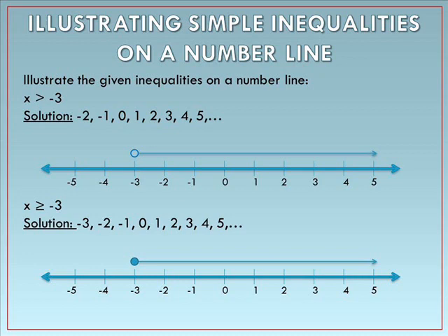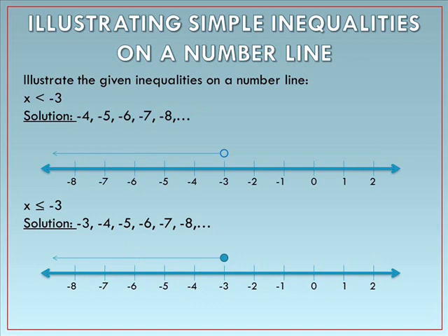In the second inequality, x is greater than or equal to minus 3. Here you can see that we have included the value of minus 3 in the solution because the inequality says itself that x can be greater than or equal to minus 3. Now that minus 3 is included in the solution, we will use a dot to mark minus 3, and then we will draw an arrow directed towards the right hand side. This is how we have illustrated the solutions of both the inequalities on the number line.